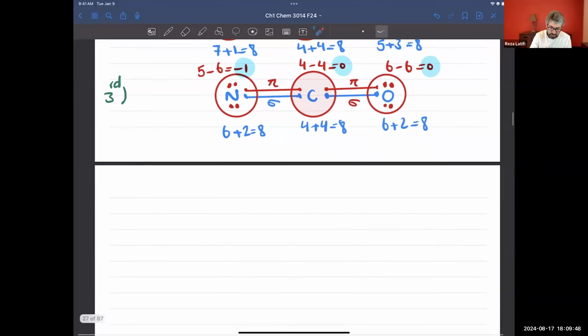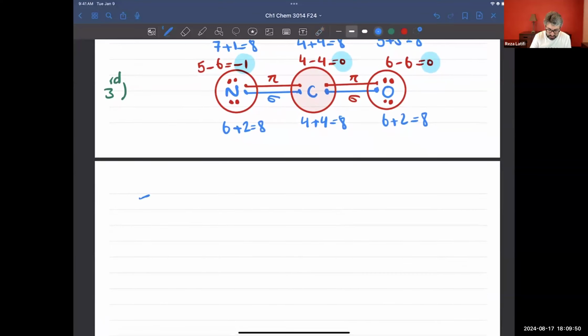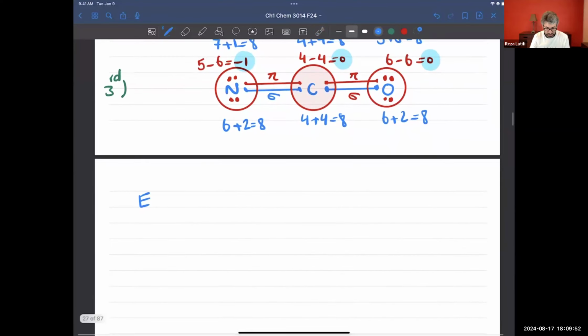So I'm going to say the structure with the highest energy will be number 2. That one will be the most unstable structure. That's going to be the worst one.